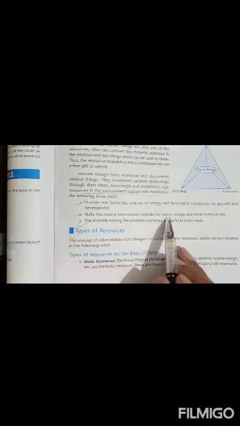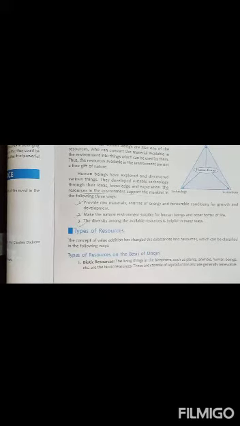Next, how does a resource help our mankind? They provide raw material, source of energy, and favorable conditions for growth and development. Number two, it also makes the natural environment suitable for human beings and other forms of life. And third, it provides diversity among the available resources. So this is resource and its importance, what they do for our mankind.